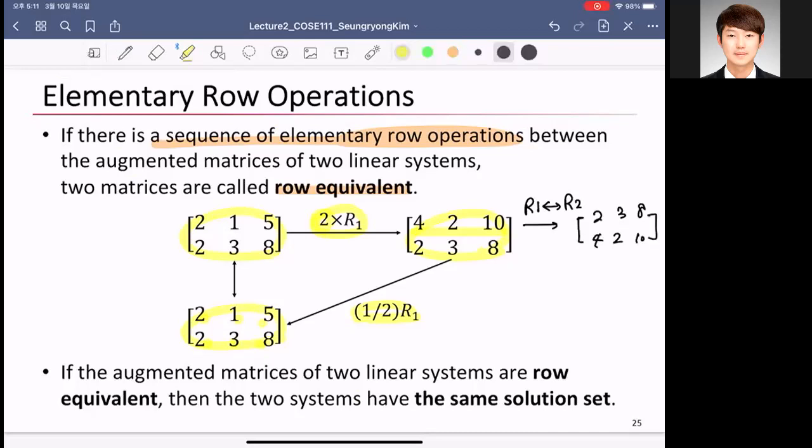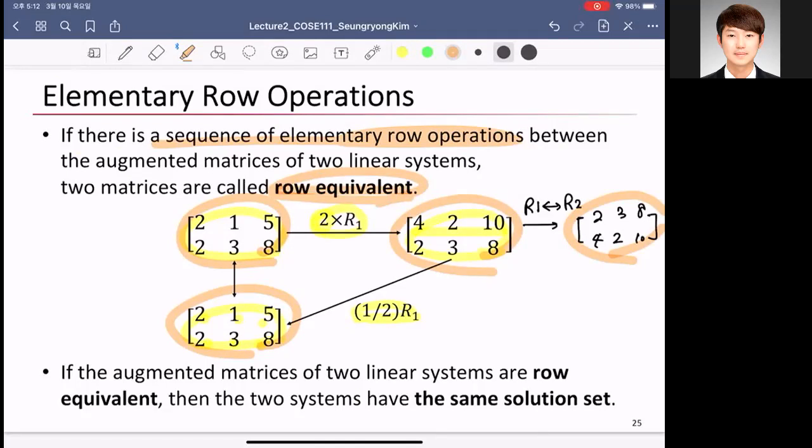So as you can see here, these 4 matrices are row equivalent because each linear system can be generated by a sequence of elementary row operations. So in this case, we can say that they are row equivalent, right? If the augmented matrices of two linear systems are row equivalent, then the two systems have the same solution set, right? This is our strategy.